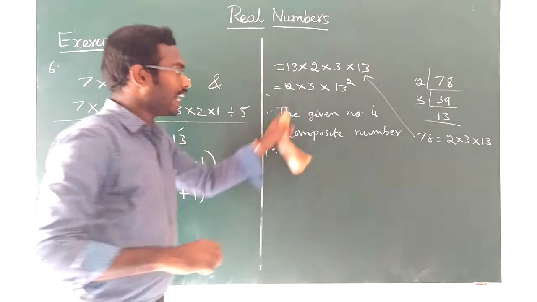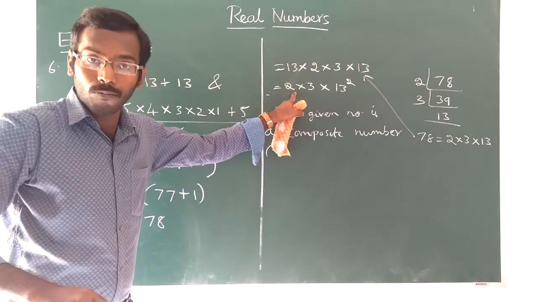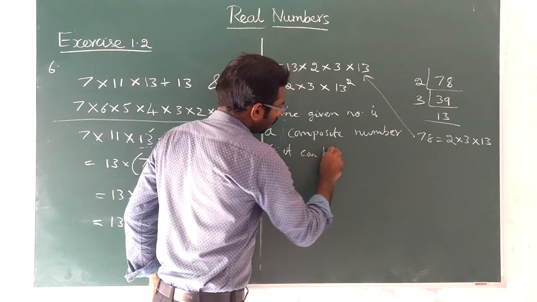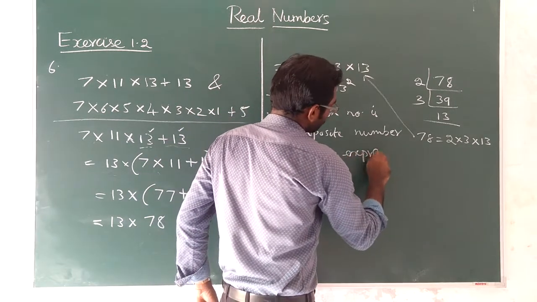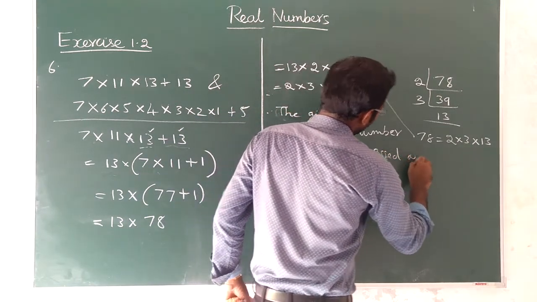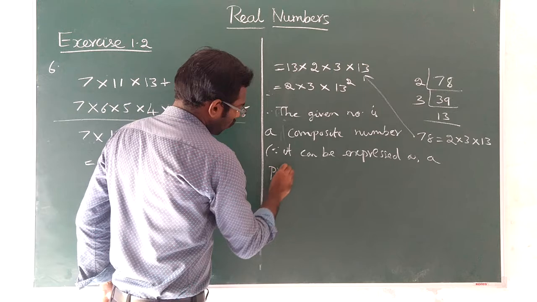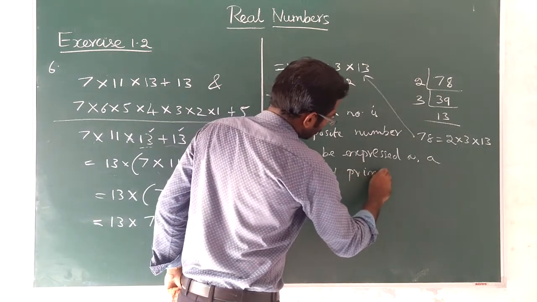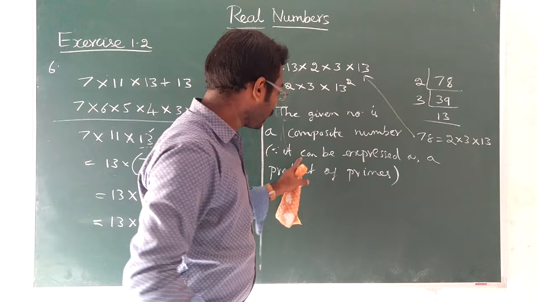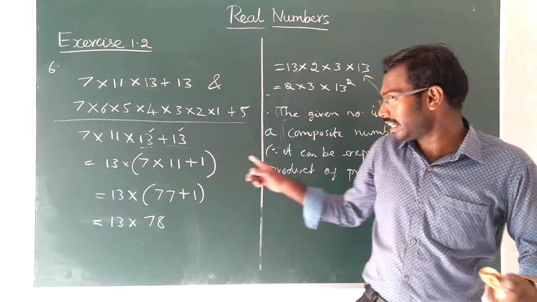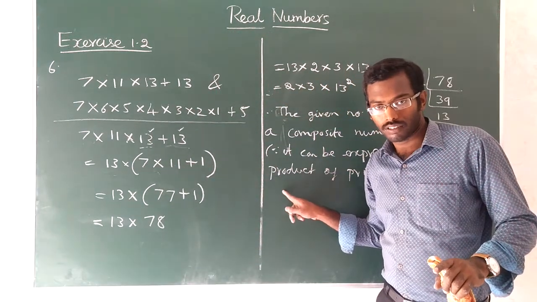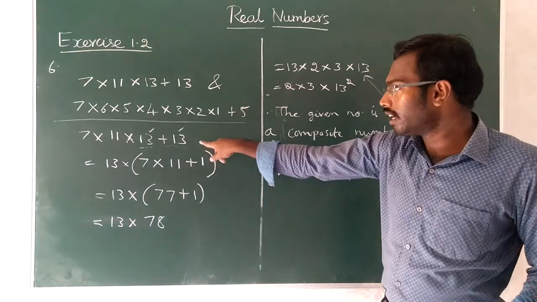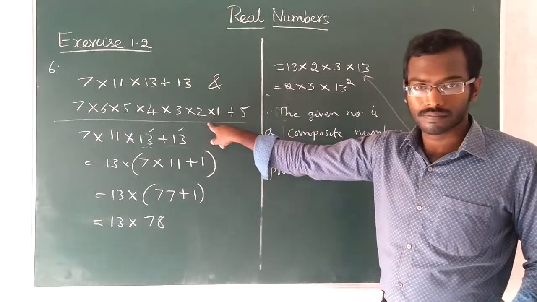Since it can be expressed as a product of primes. Understood or not? Therefore, the given number can be expressed as a product of primes. Okay. So in the same manner, we can do the next sum.